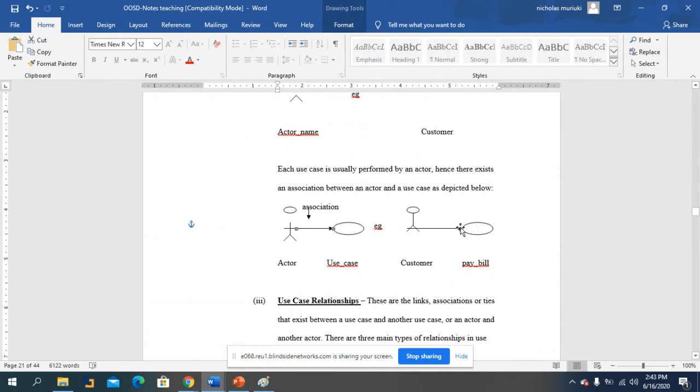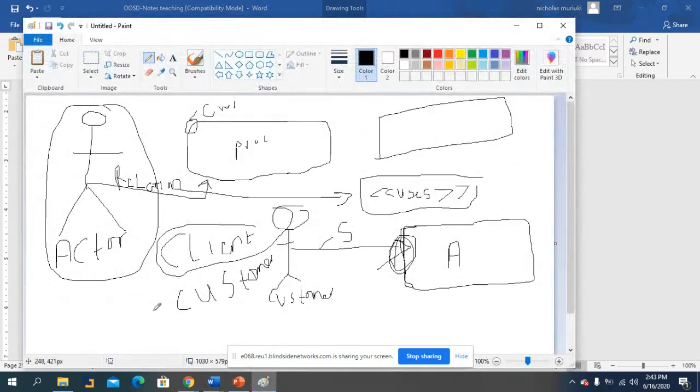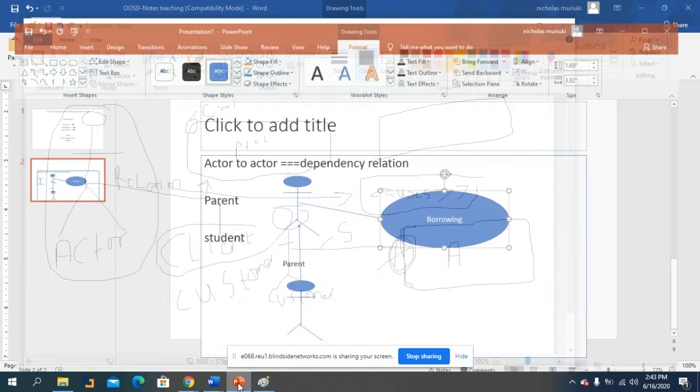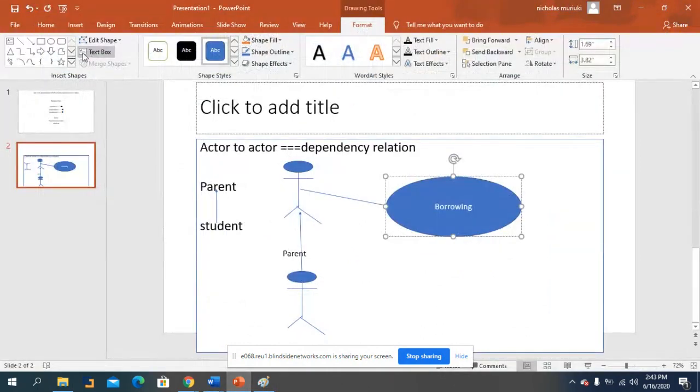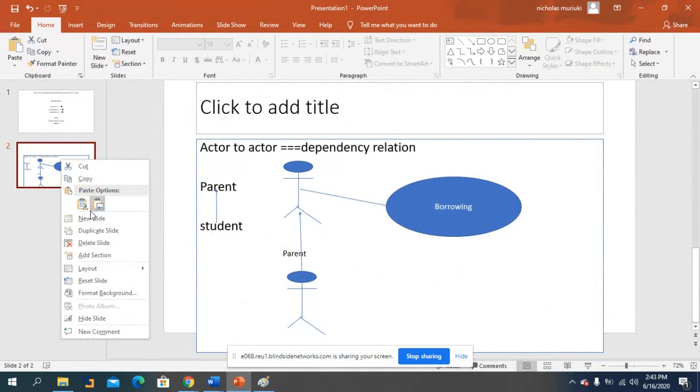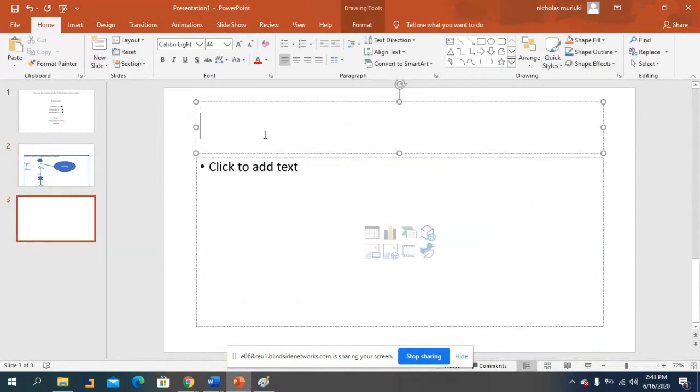Let me first of all pause at that point. And I want to go back. Maybe I use a scenario on a bank system. So when I use a bank system, there are things that we need. Maybe we can use the bank system.